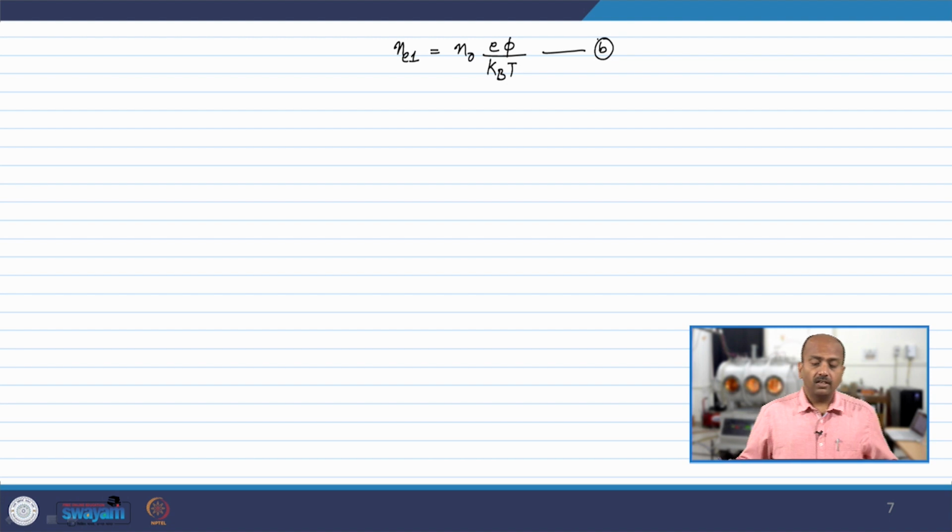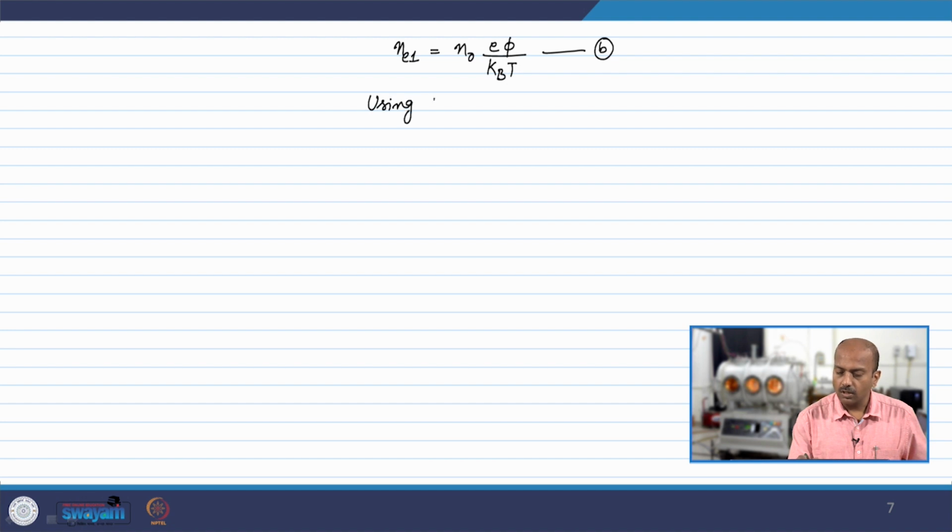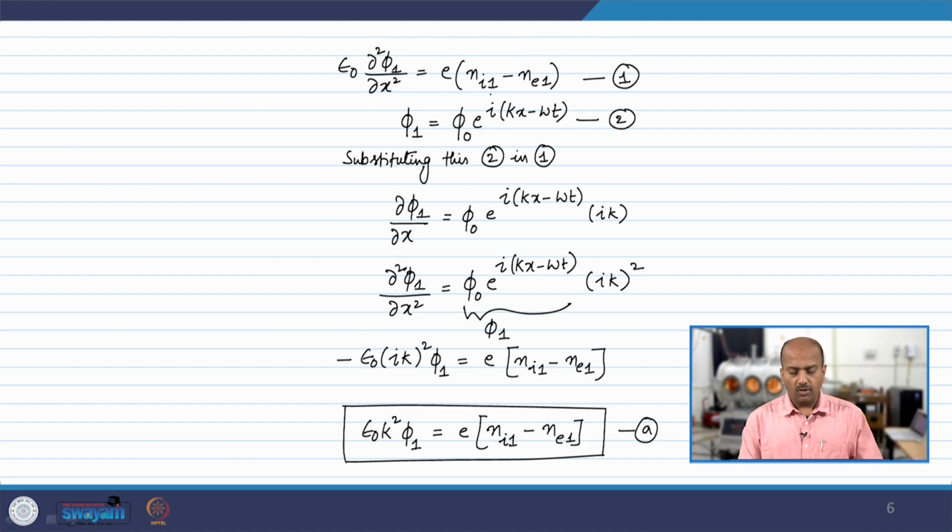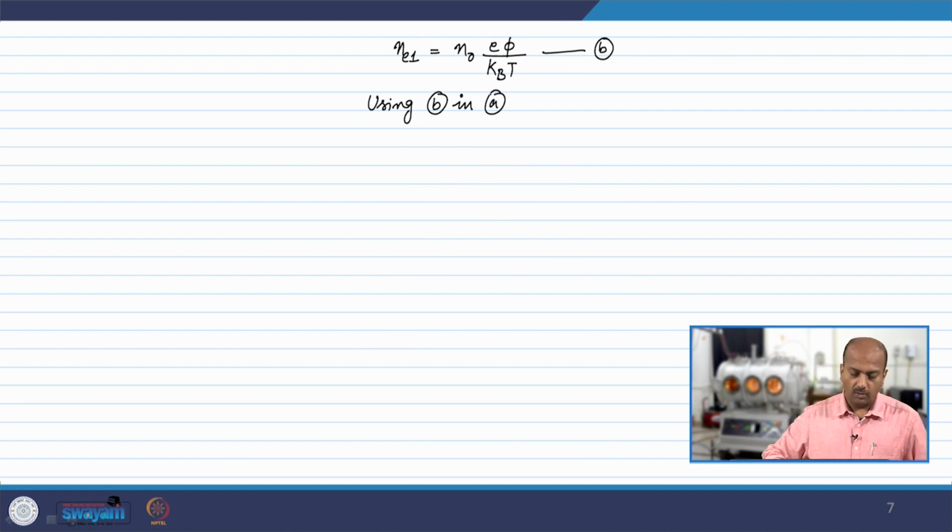This resulted from approximating the exponential, saying that e phi will be much less than kBT. So, using B in equation A. What is equation A? Equation A is the Poisson equation basically. It is written in terms of the potential phi 1. We have to substitute B into that equation. So we will write the Poisson equation first: epsilon naught k square phi 1 is equal to minus e n e1 plus e n i1.